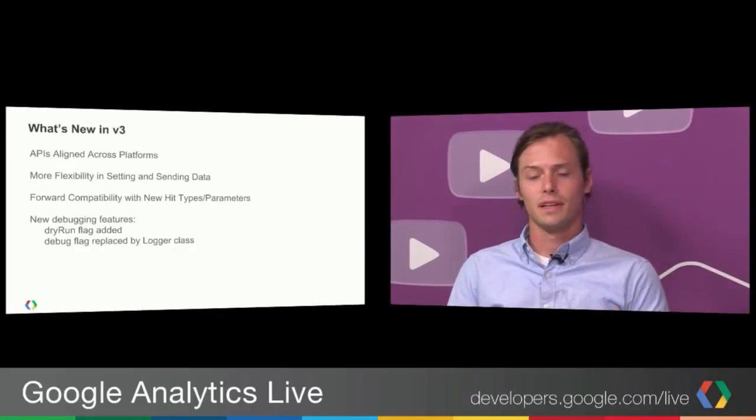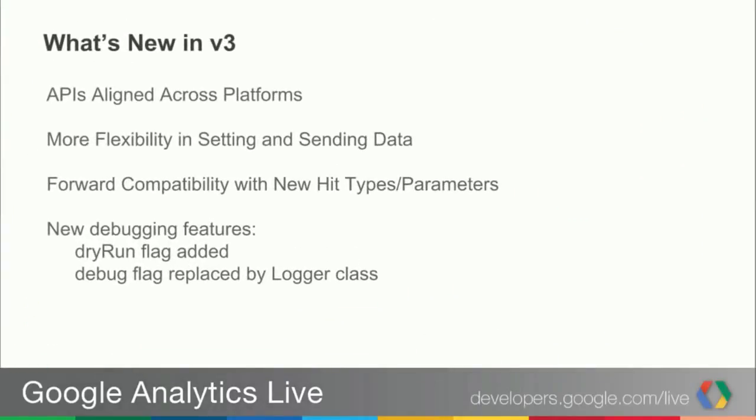So what's new in v3? So there's really four main things that are new here. The first and probably the most noticeable thing is that the APIs are now more aligned across all the different platforms. So you'll notice that Android, iOS, and also Analytics.js, our library for JavaScript, they're all very much similar in how you get, set, and send data. And we'll go into that a little bit further, I think.